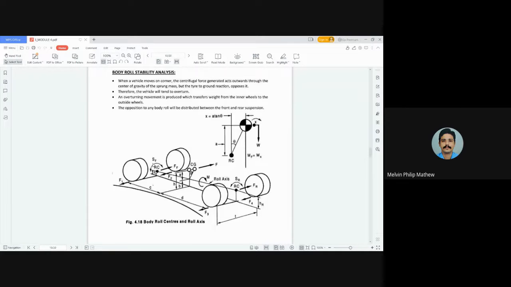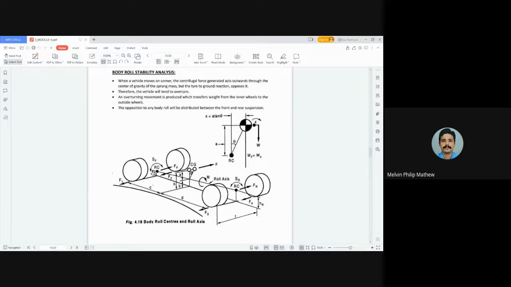So for that, the roll axis is mentioned, and this roll axis is similar to the axis of the propeller shaft and the differential here. So it is almost at the center of the differential here and also at the center of the axle here. Okay, so these are the roll centers and this is the roll axis.